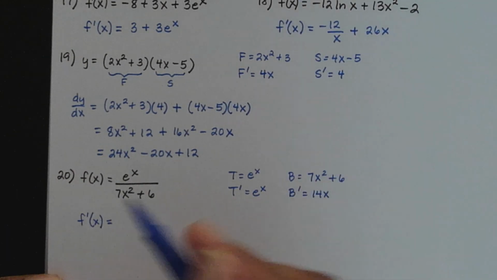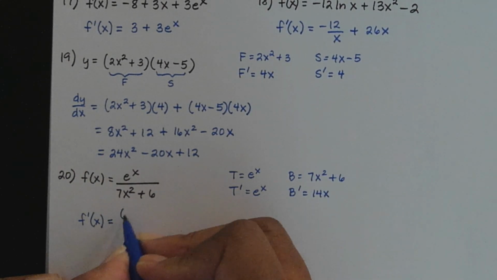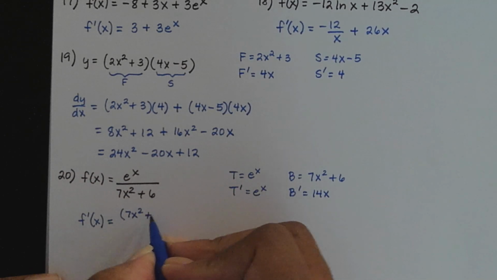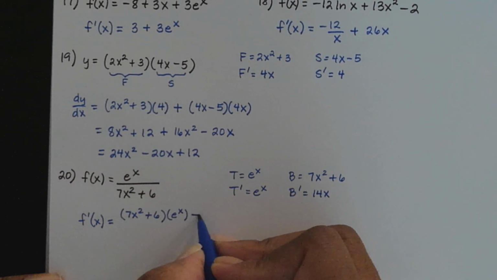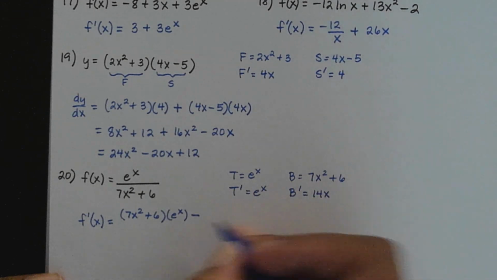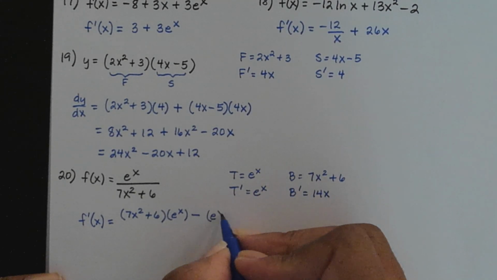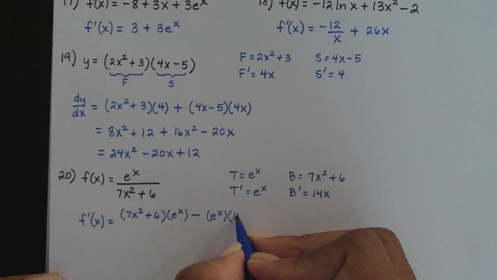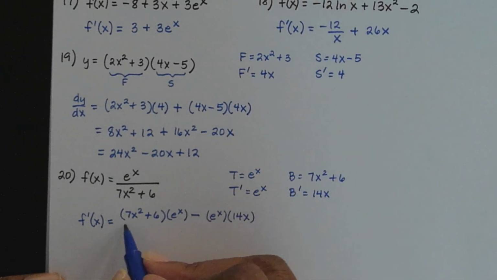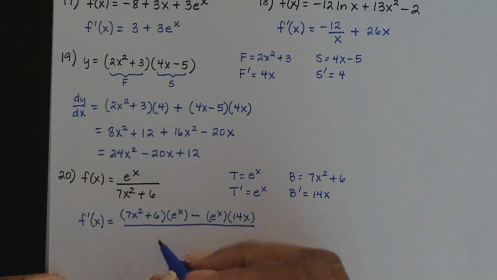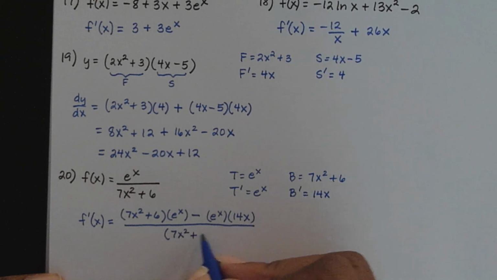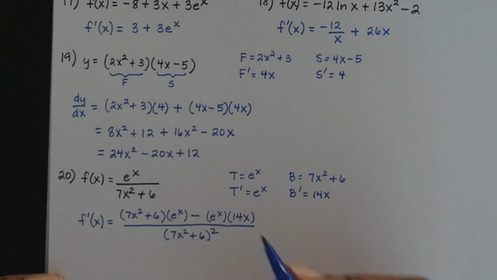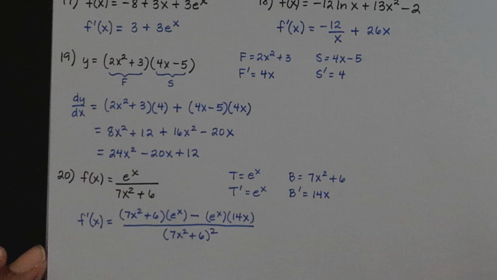So now f prime of x is this. The bottom times the derivative of the top. That's the 7x squared plus 6 times the derivative of the top, which is e to the x, minus the top times the derivative of the bottom. The top is e to the x, the derivative of the bottom is 14x. All that's divided by the square of the bottom. Okay.